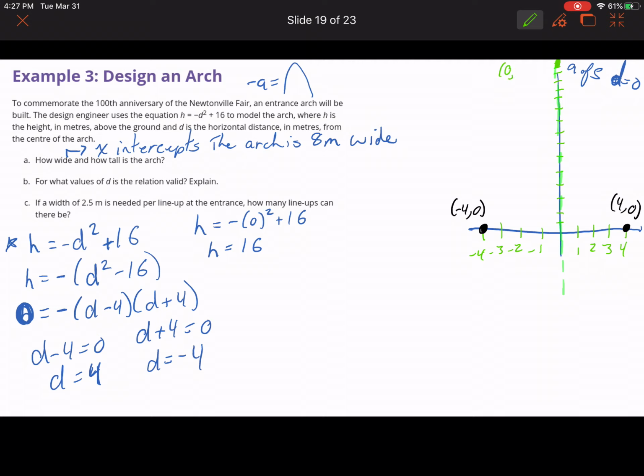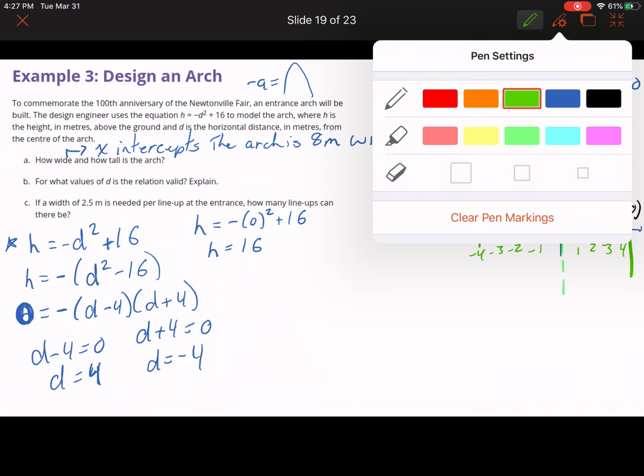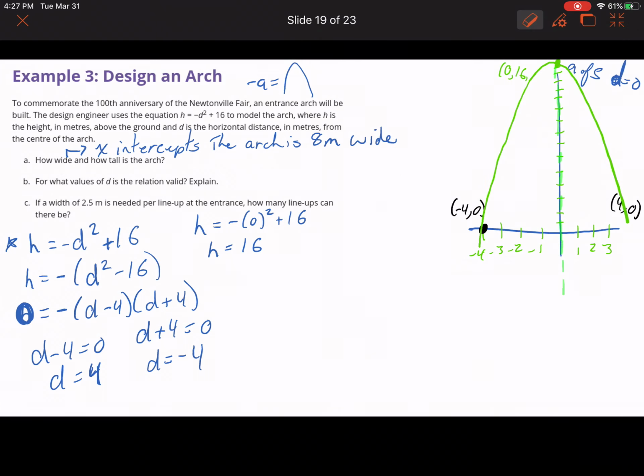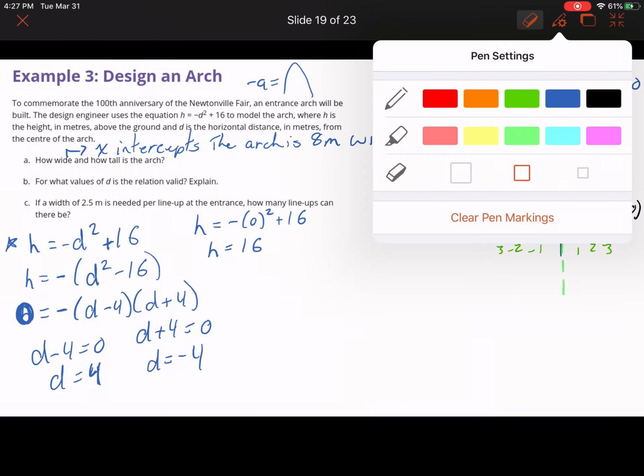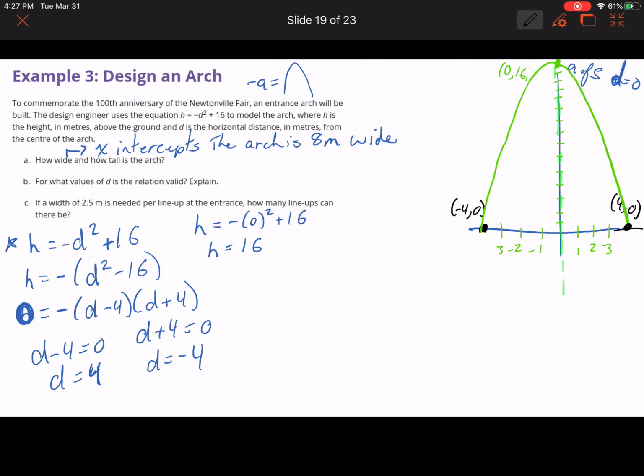We've got 0, 16 as our vertex. So we can draw in our arch as best we can. And it doesn't go below the ground, but just to continue our parabola. Oops, too far. So that is our arch. So we know the arch is 16 meters high.